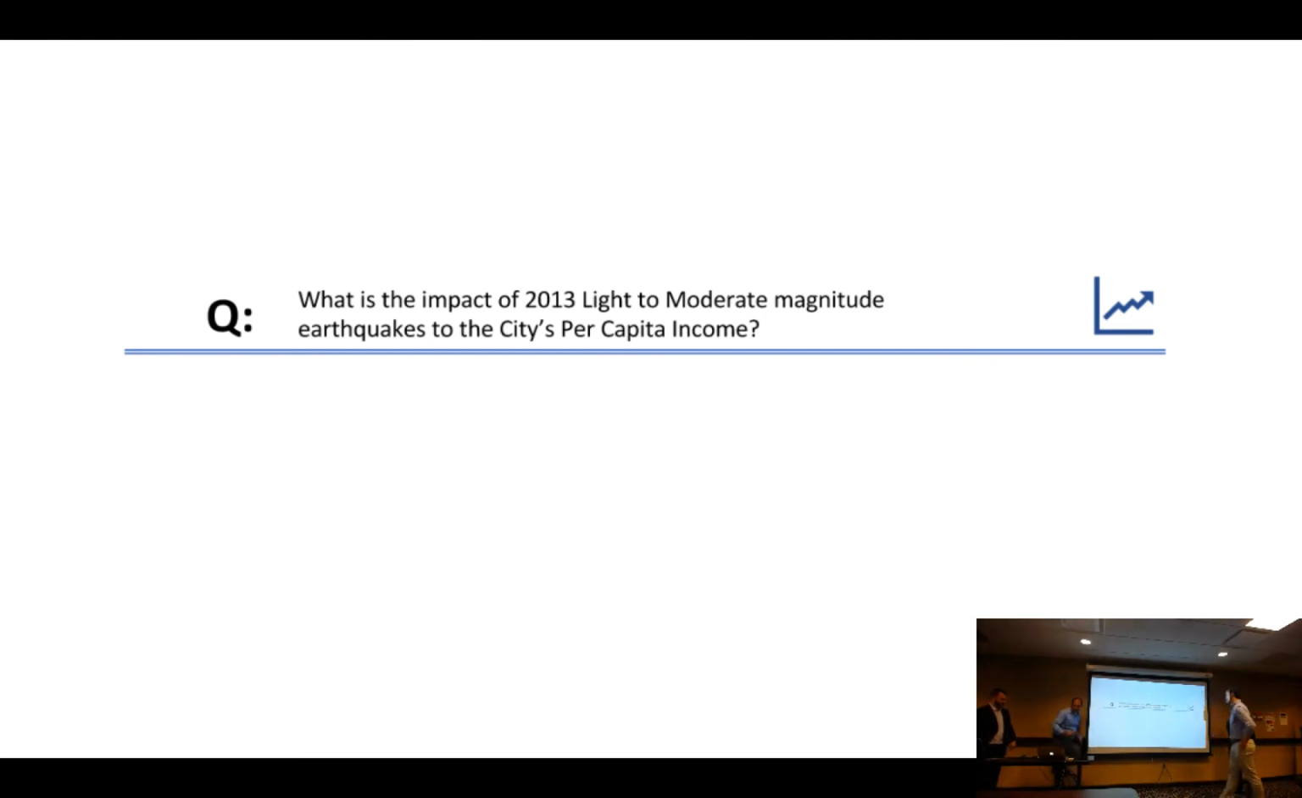So thanks, Jeff. You've seen so far some of the data exploration that we've done and some of the trends and high-level earthquake snapshots across the U.S. Now we want to take that further and do some analysis in terms of the economic impact, right? So the first question here is, what is the impact of the 2013 light to moderate magnitude earthquakes to the city's per capita income?